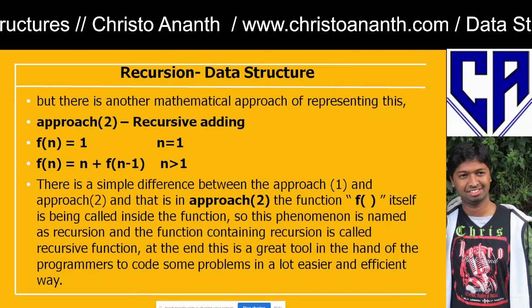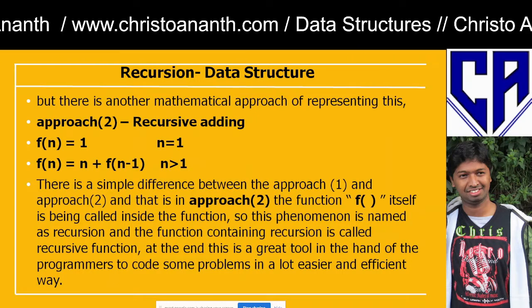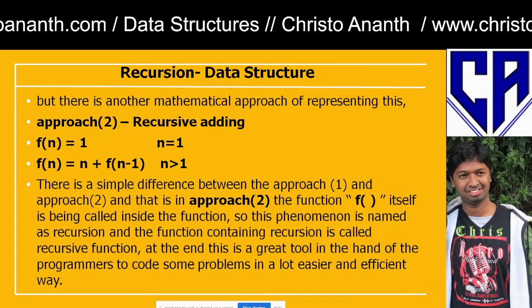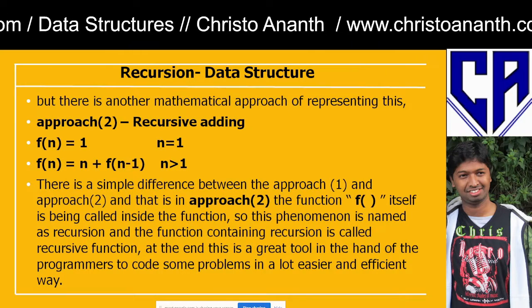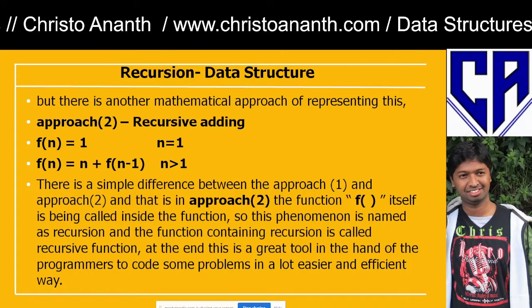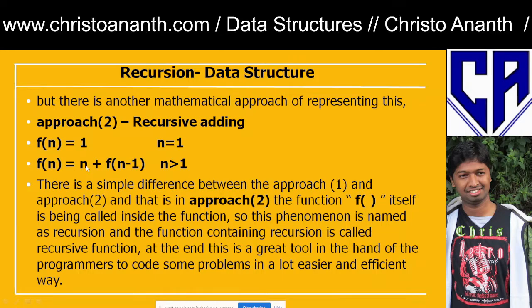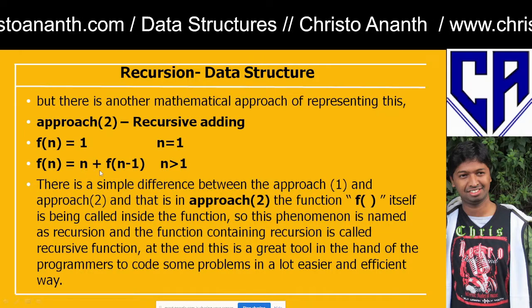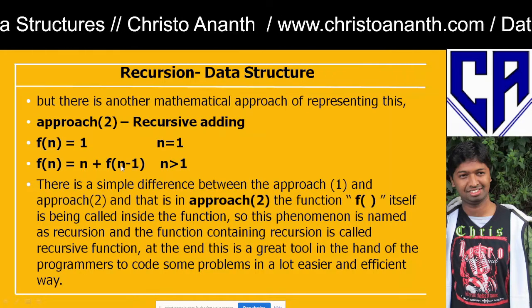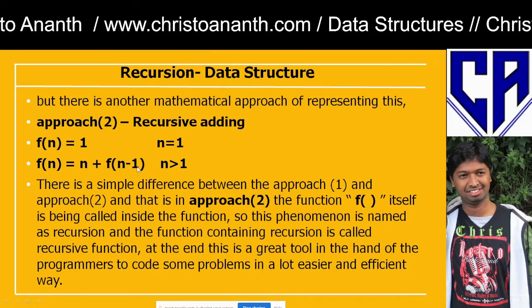And then there is also another mathematical approach. The first approach is you add 1 plus 2 plus 3 up to n. The second approach is f of n is equal to 1 when n is equal to 1, and f of n is equal to n plus f of n minus 1 when n is greater than 1. Here n is the last number, plus f of n minus 1.